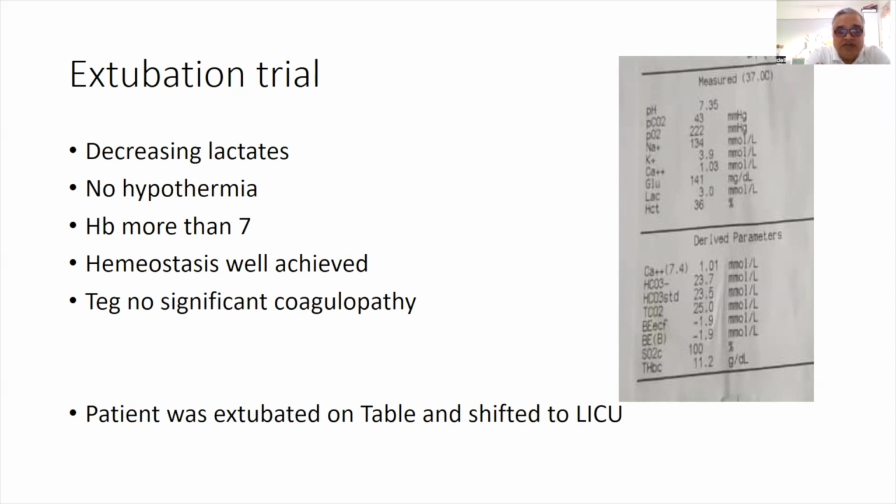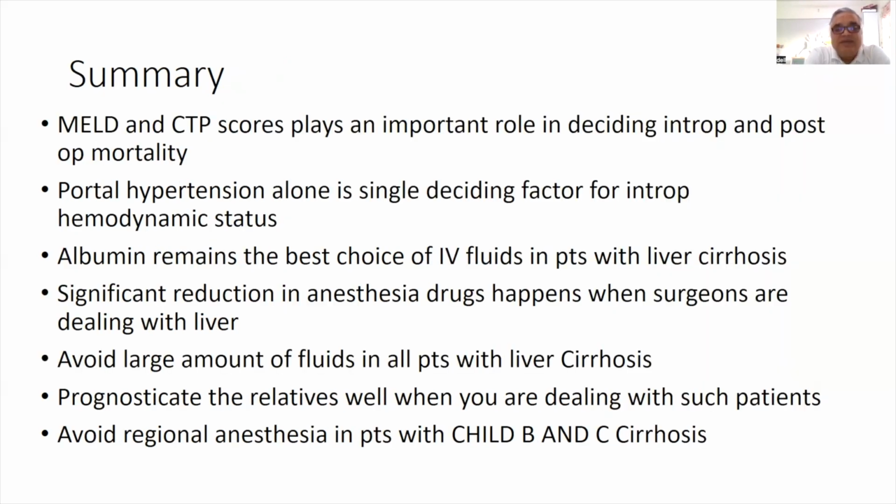So coming to the summary, MELD and CTP score should be calculated if you are planning surgery for a patient who is going for any other surgery but has liver cirrhosis. That indirectly tells you the mortality, anesthesia stress, and surgical stress. Portal hypertension alone is the single deciding factor for intra-op hemodynamic status. If you have very high portal hypertension, the chances of bleeding will be very high, so you have to correct coagulopathy and all these things.